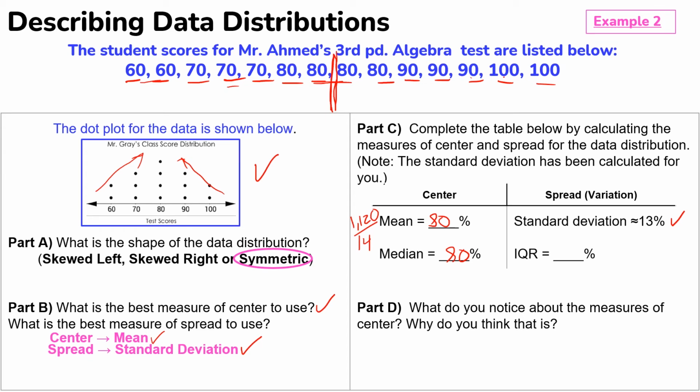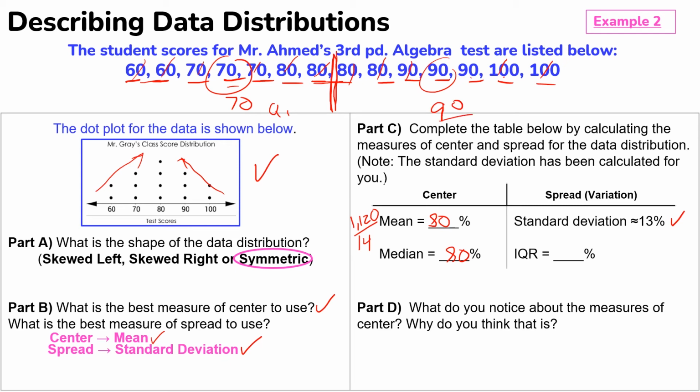The interquartile range, we're going to find the lower quartile and the upper quartile. So the median of this lower half here, 1, 2, 3, 1, 2, 3, would be 70. So we can say that's Q1. And the median of the upper half would be 90.